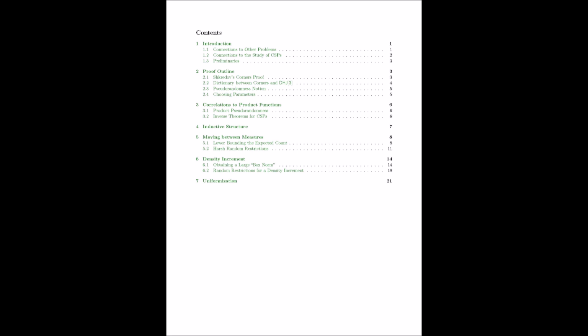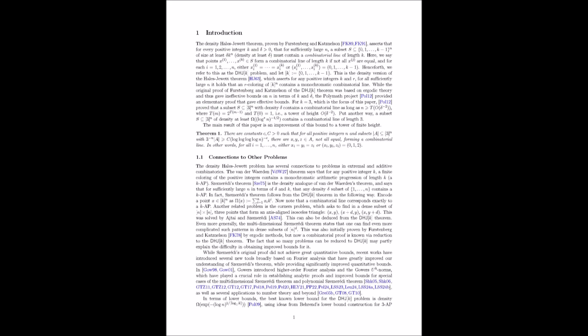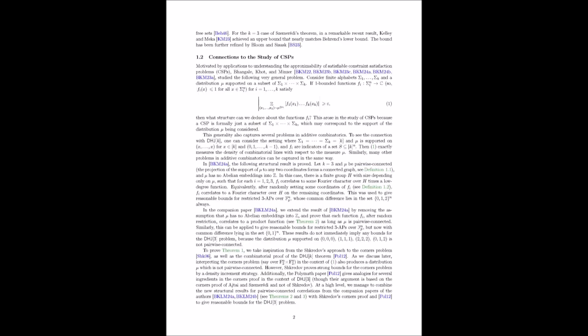Precisely. And then they introduce disjoint products of sets in definition 4.1. This is essentially the counterpart to combinatorial rectangles in the corners problem. Let me see if I got this right. In the corners problem, we were searching for right triangles within a grid. Yes. Now in DHJ3, we're looking for combinatorial lines within the space of all possible three-symbol sequences. These disjoint products take on a similar role to the rectangles.